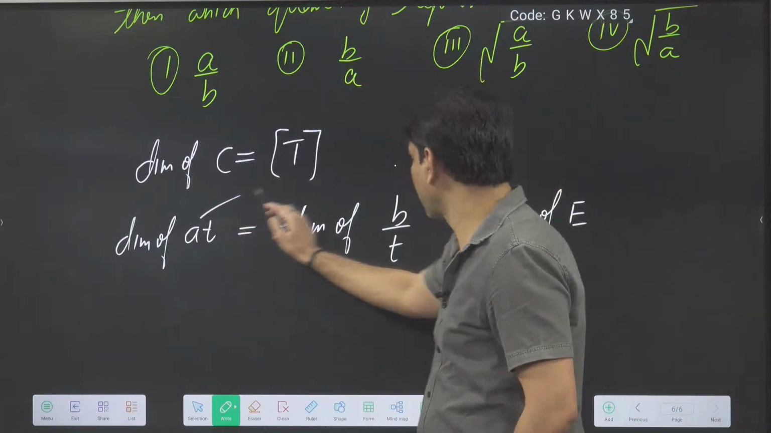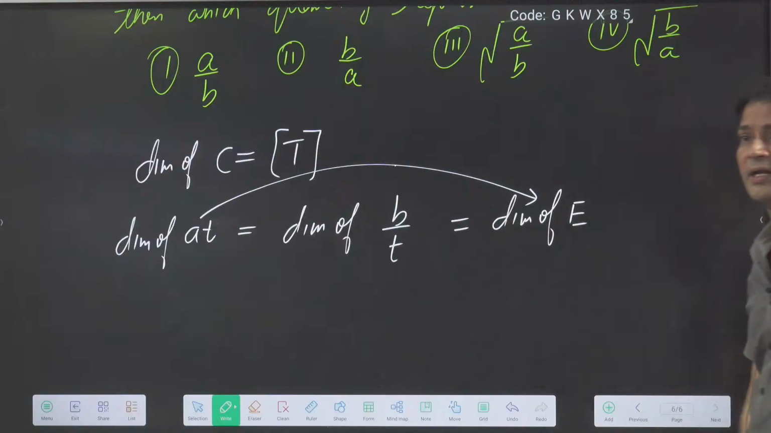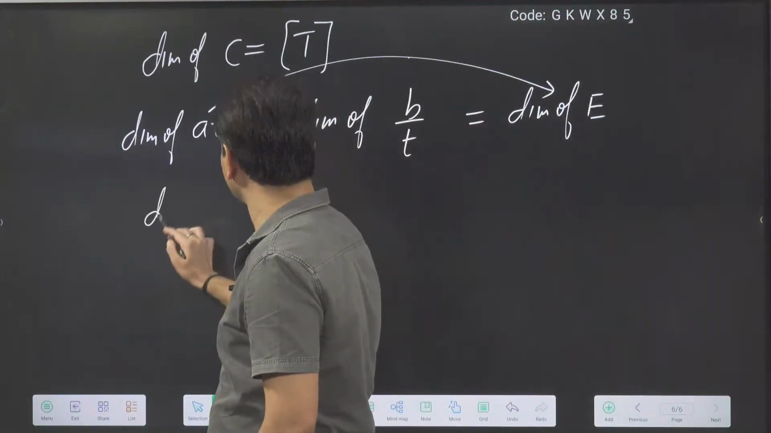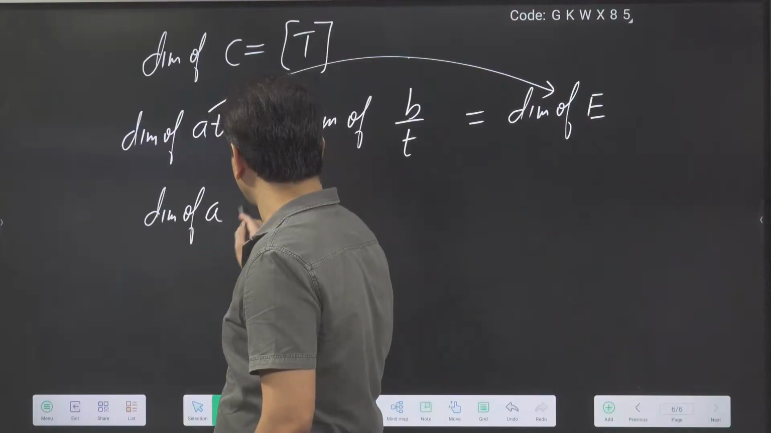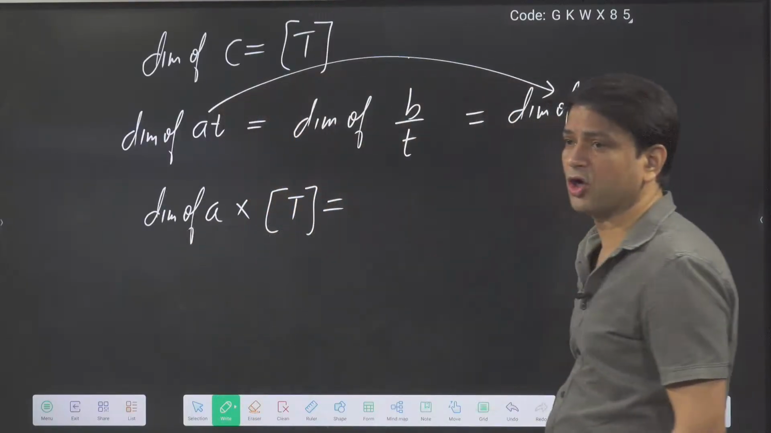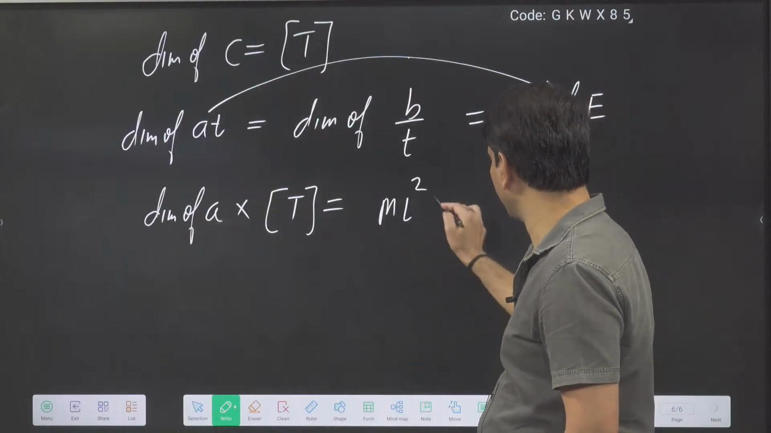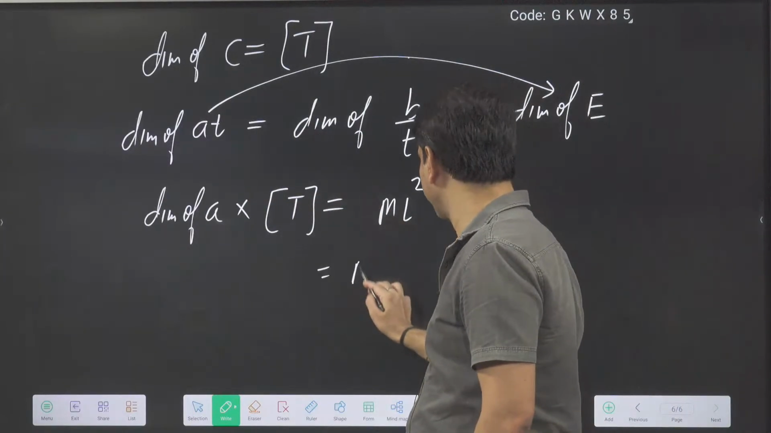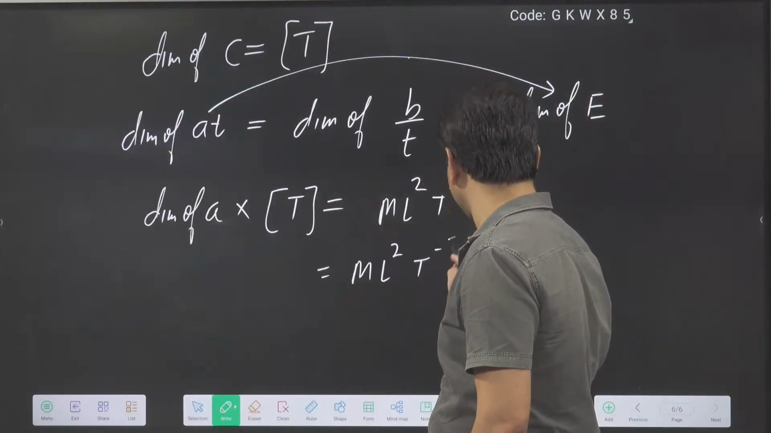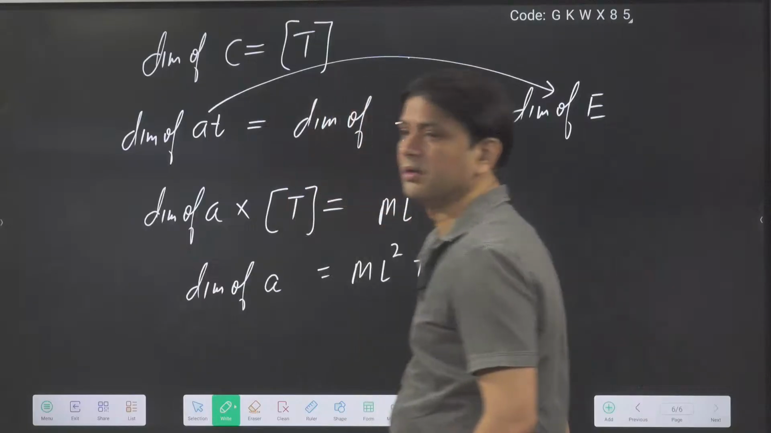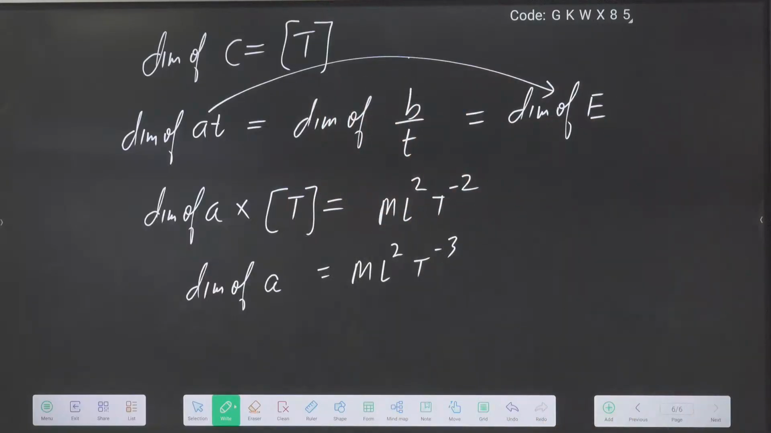Okay. If I'm solving this one, then the dimension of At means the dimension of A into the dimension of T. What is the dimension of T? T. That is equal to the dimension of energy, which is ML2T minus 2. Now T will come down, then what do you get? ML2T minus 3. It is the dimension of A. Everybody got?